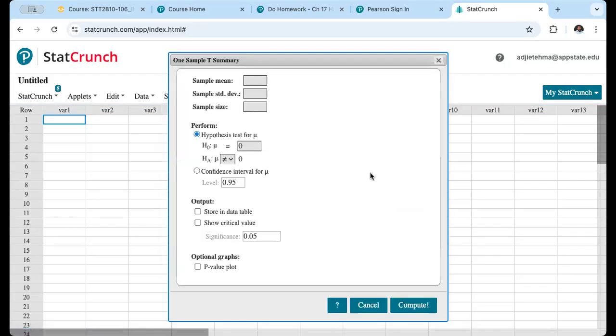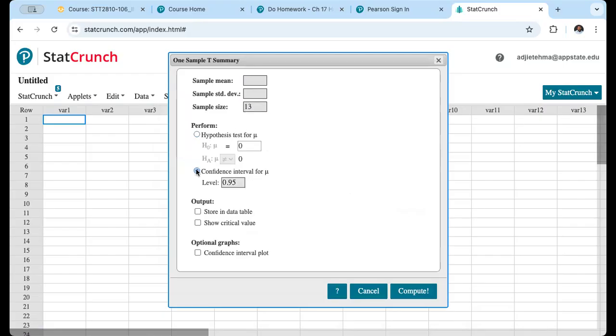So we click on this one here. The first thing we want to fill out is the sample size. What is our sample size? 13. Is that okay? That is for my problem. I don't know what you have. So you put 13 here. You have to get that correct. Now let's change this to confidence interval. Remove it from the hypothesis test and bring it to the confidence interval. So when you bring it to the confidence interval, now click on show critical value.